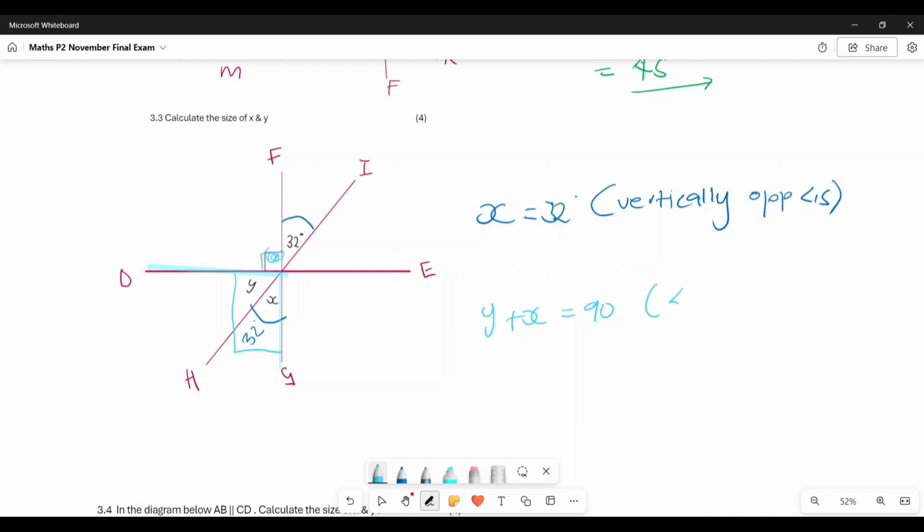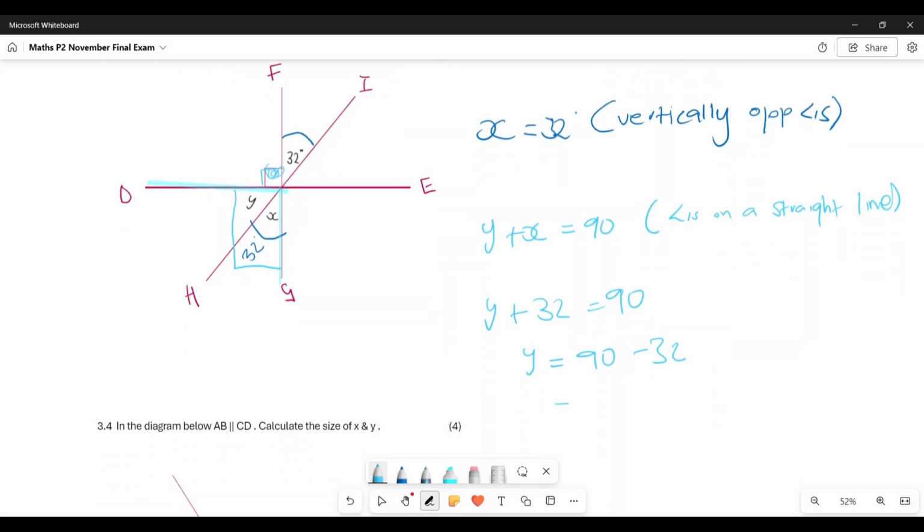So here you can say angles on a straight line. Now, you have your x, which is 32. You can now solve for your value of y. And your y is going to be 90 minus 32. And punching that into your calculator, your y should be equals to 58 degrees.